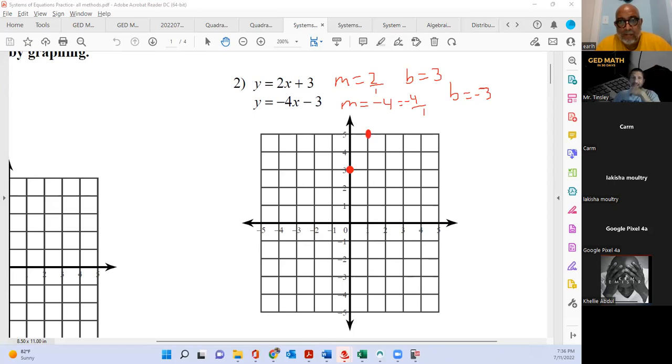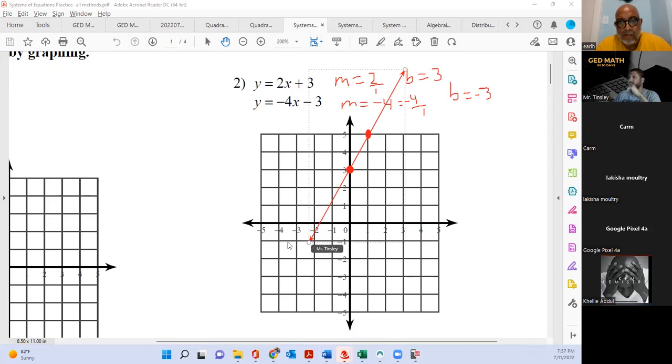Then I need to connect those two lines. Now I'm a little off, but if you're practicing linear equations, you should be ready to take this exam, because they can ask it in so many different ways. Right, there we go. And then my second one is -3.